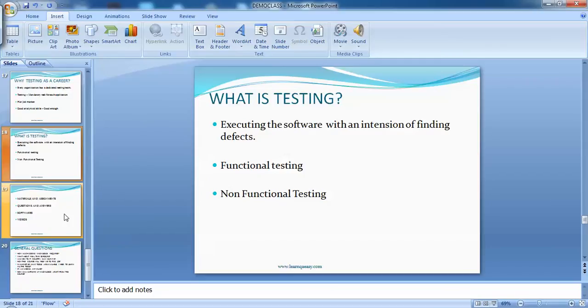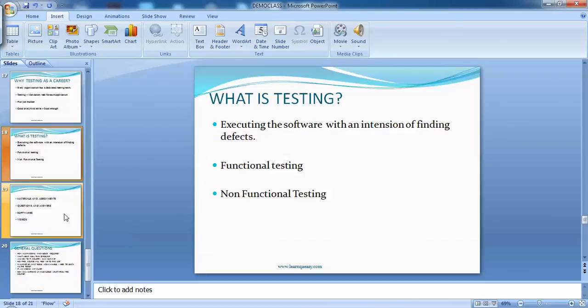Then what is testing? Basically, we can say executing the software with an intention of finding defects. Right now, we are using some software to conduct our class. Does it mean we are testing the particular software? No, we are not testing. We are using it because we are end users. If I am the tester working for this company, then my intention will be different. Always I will try to find out the bugs. Is it working fine or not? I will conduct different scenarios and I will try to find out the defects. So executing software with the intention of finding defects, that is called testing.